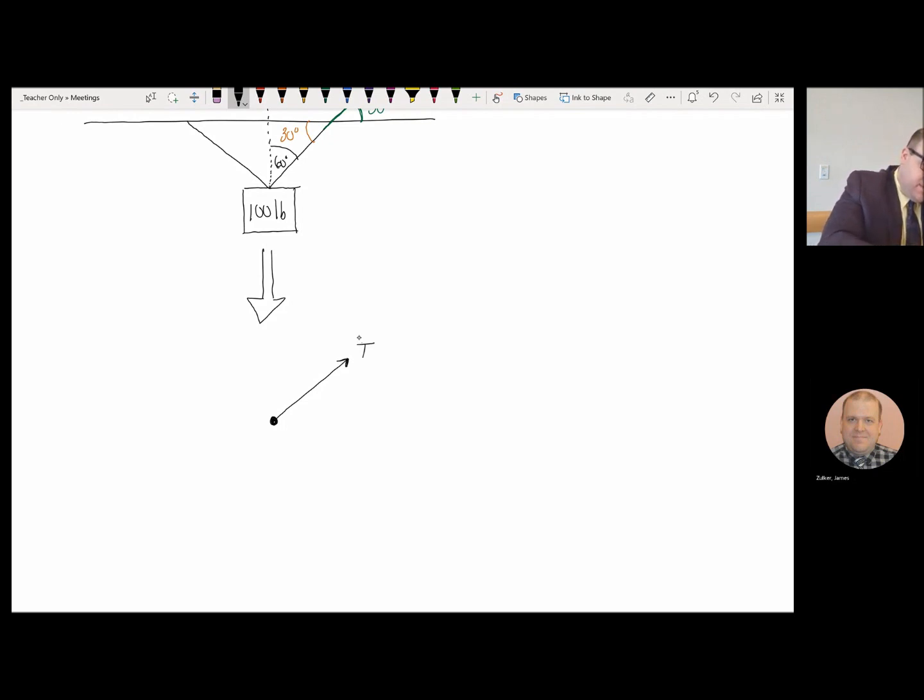Let's call that tension 1. Ignoring the second chain, how many other forces are acting on our point mass? What is it? 1. What's the other force? Which is always straight down. Call that F sub G.